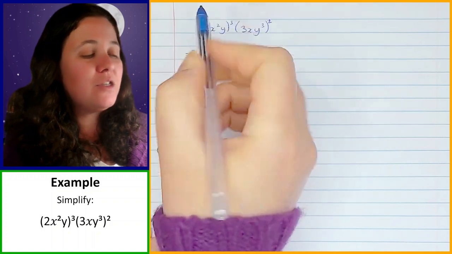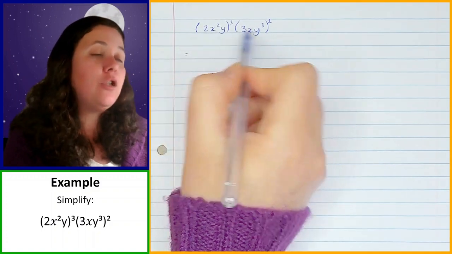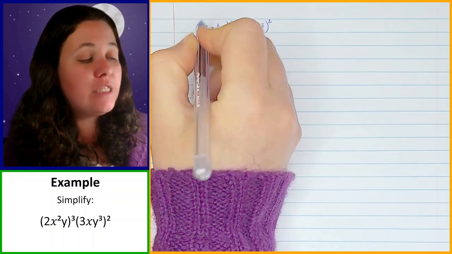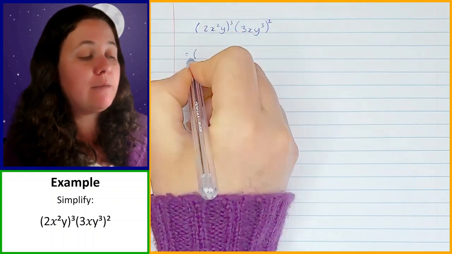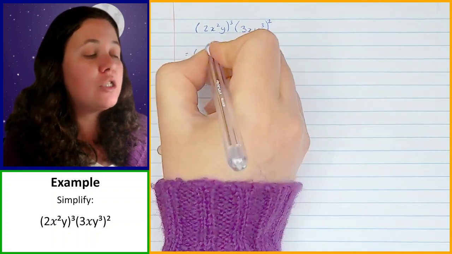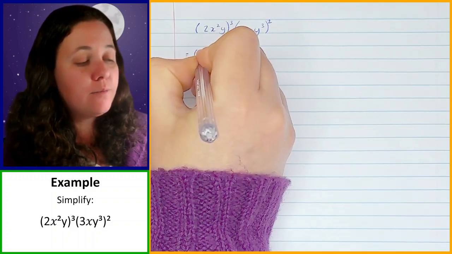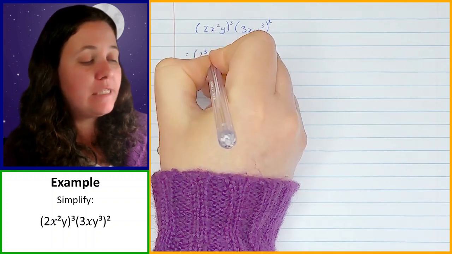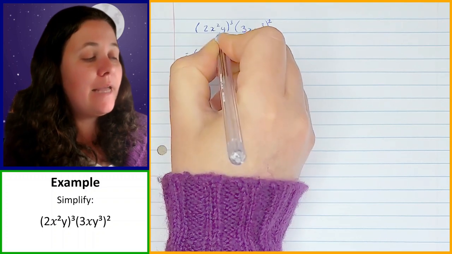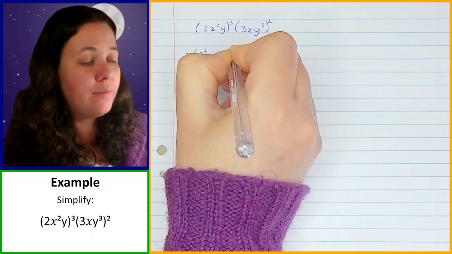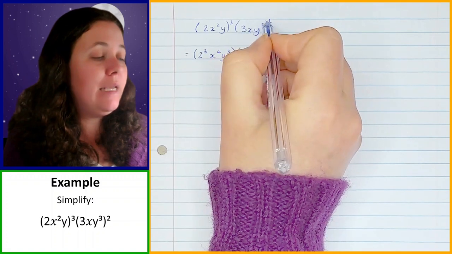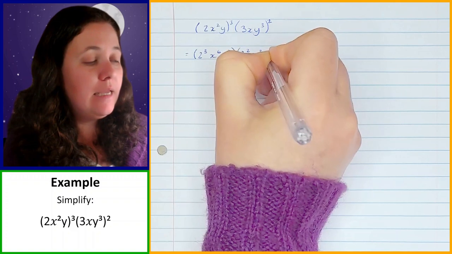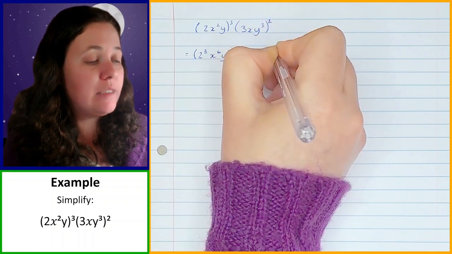Okay, so over here, I've got first no negatives, so I don't have to worry about any signs in this example. I'm first going to simplify this over here. I'm going to keep it in brackets because I'm still going to be multiplying it by what I have over there. So I've got 2 cubed. x squared cubed is x to the power of 2 times 3 is 6. And then y cubed. Then over here I've got 3 squared. x squared and y to the power of 3 times 2 is 6.